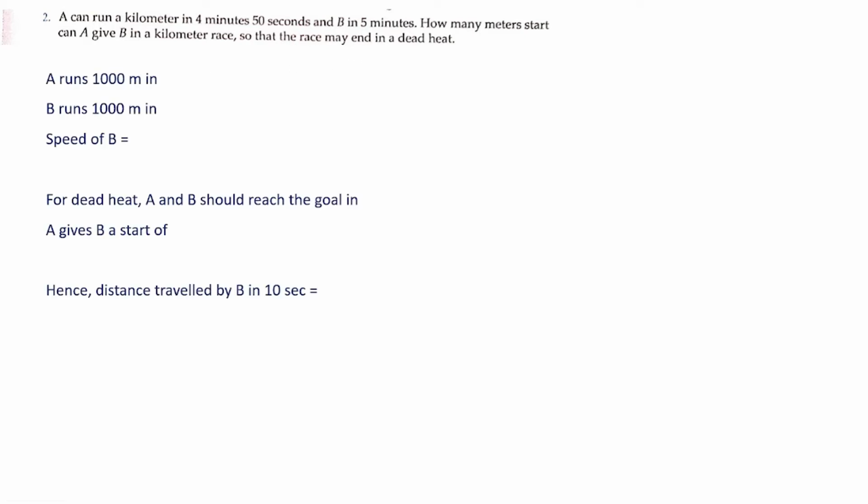The race may end in a dead heat means A and B have to finish the race at the same time. So here it is given A runs a kilometer in 4 minutes 50 seconds. So A runs 1000 meters in 4 into 60 plus 50, it is 240 plus 50, which is 290 seconds. Then B in 5 minutes. So B runs 1000 meters in 5 into 60 seconds, or 300 seconds.